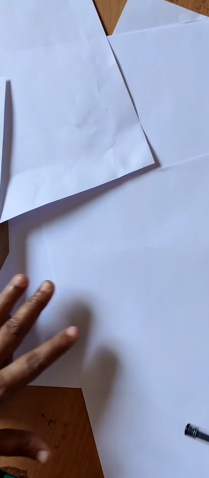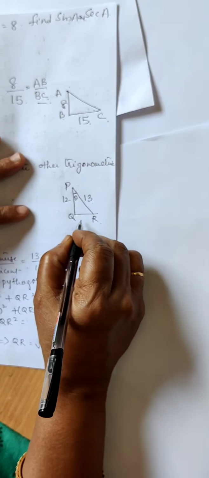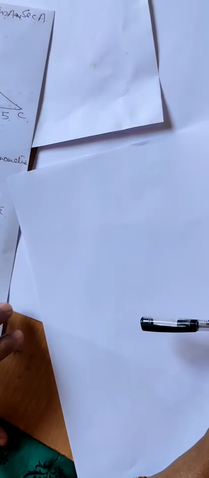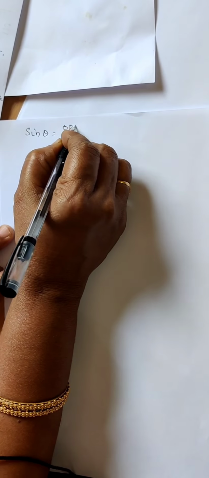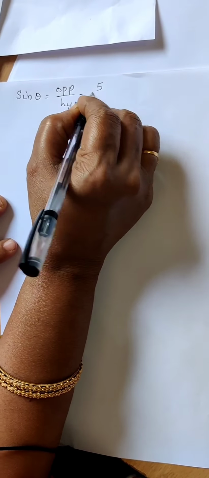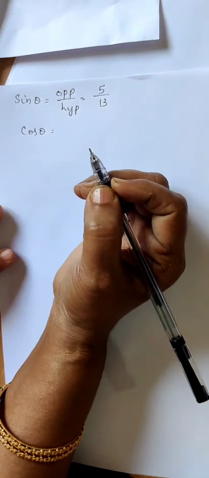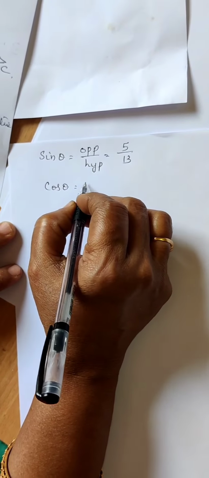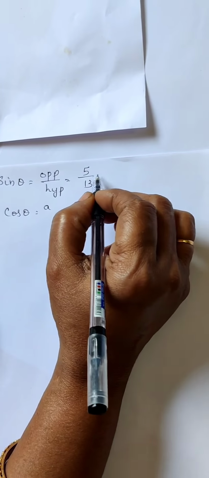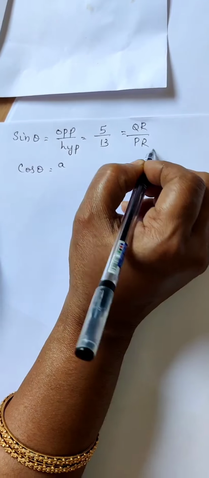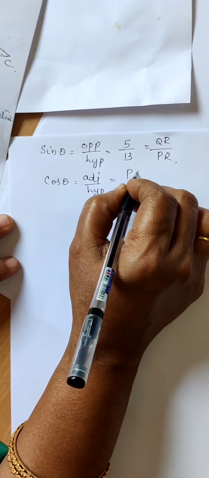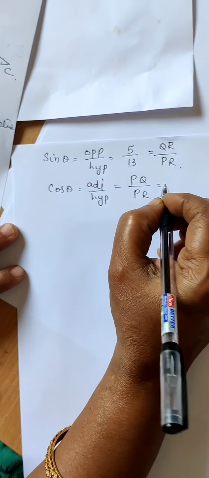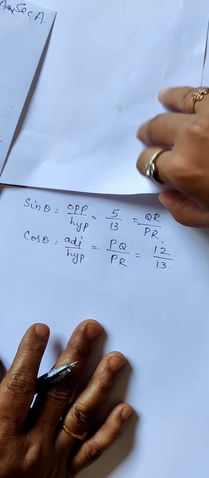So now, what is sin theta? See, here we got QR as 5. Now you can easily write in the next step sin theta. Sin theta is equal to how much? Opposite by hypotenuse means 5 by 13. Cos theta means adjacent by hypotenuse. Adjacent by hypotenuse means PQ by PR. That means 12 by 13.